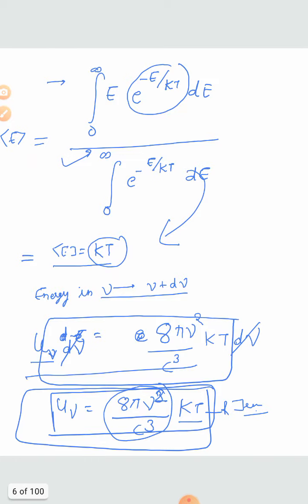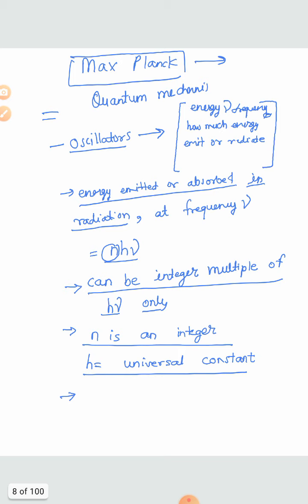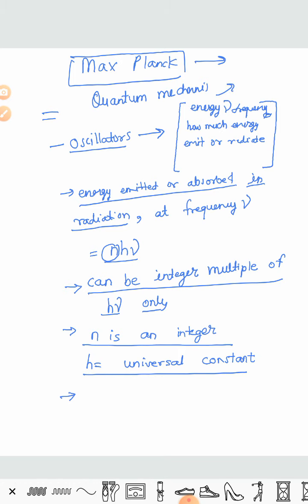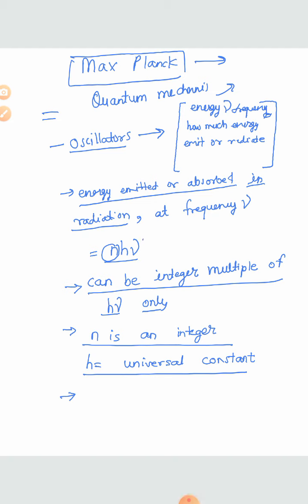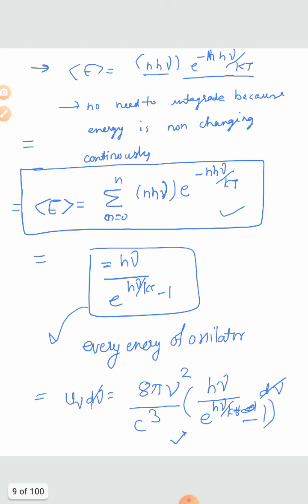To solve that, Planck derived quantum mechanics, and he said that every oscillator has a fixed quantum of energy, and it can be in multiples of n only. So n can be 0, 1, 2, 3, any integer value. The energy can be only an integer multiple of h nu. When he found the average, he said that the average energy will be the sum of n h nu times e raised to minus n h nu by kT.